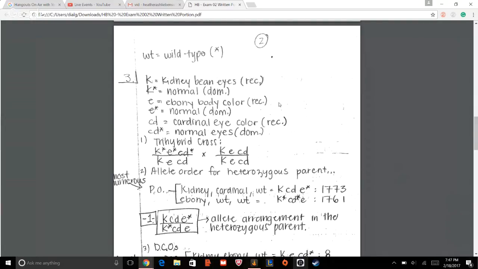So the first thing that we do is we set up the trihybrid cross. So it told us that there is a heterozygous female crossed to a homozygous male or multiple females and males. And it wants to know what the allele, the first part we need to do is decide what the allele order is for the heterozygous parent.